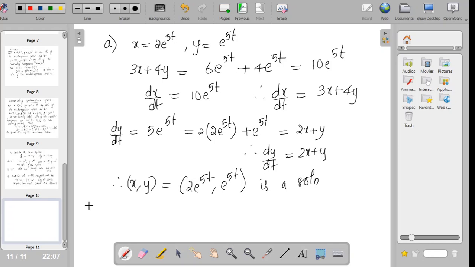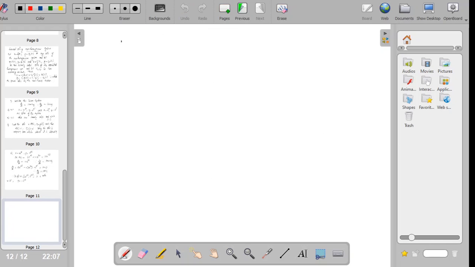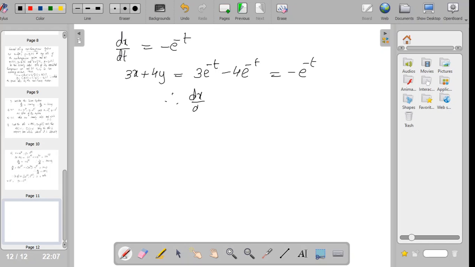Let us now check for x equal to e raised to minus t and y equal to minus e raised to minus t. First, dx by dt will be minus e raised to minus t, and 3x plus 4y will be 3 e raised to minus t minus 4 e raised to minus t. So that is minus e raised to minus t. Therefore dx by dt is equal to 3x plus 4y.